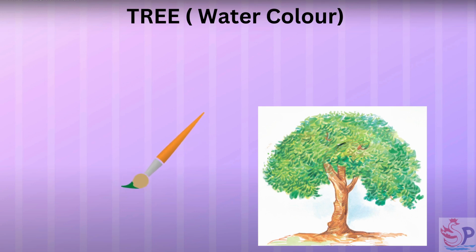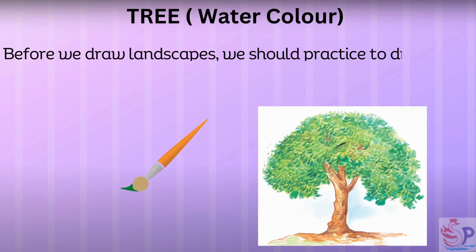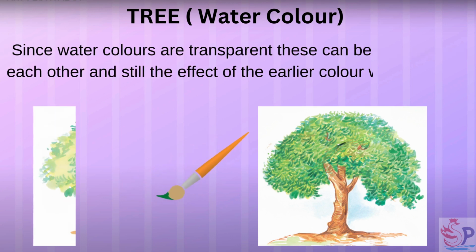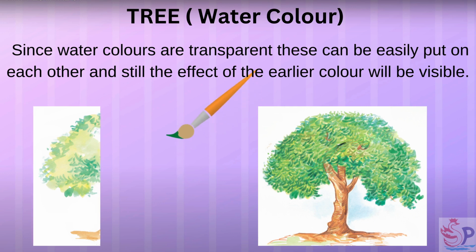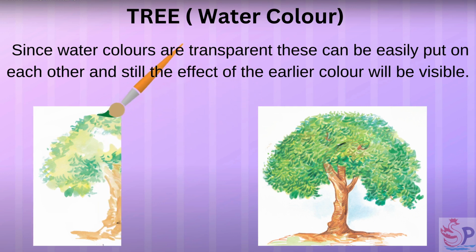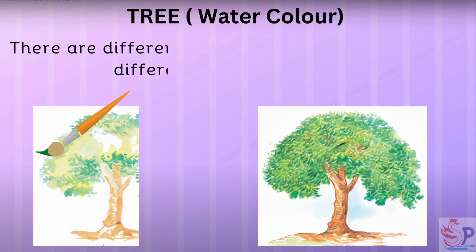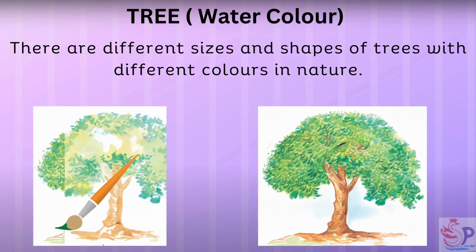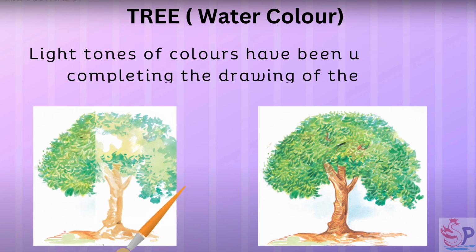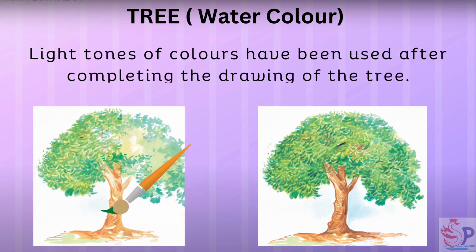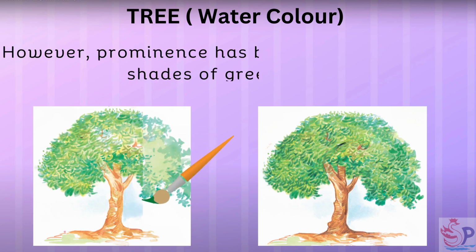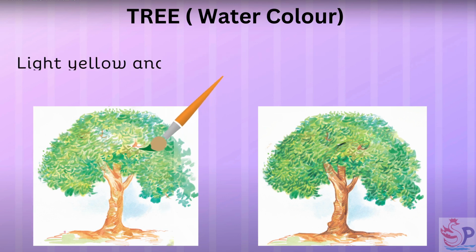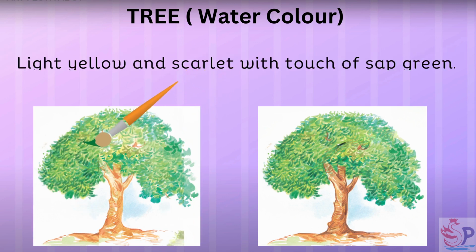Tree, watercolor. Before we draw landscapes, we should practice drawing trees. Since watercolors are transparent, these can be easily put on each other and still the effect of the earlier color will be visible. There are different sizes and shapes of trees with different colors in nature. Light tones of colors have been used after completing the drawing of the tree. However, prominence has been given to different shades of green color. Light yellow and scarlet with a touch of sap green.